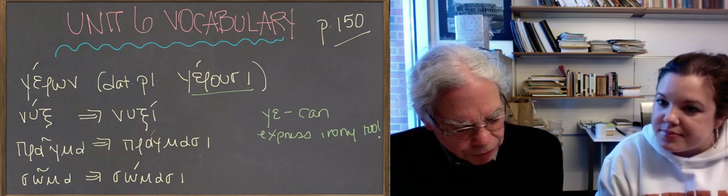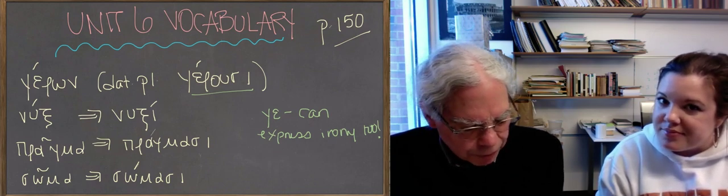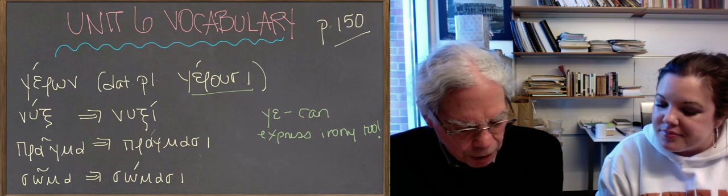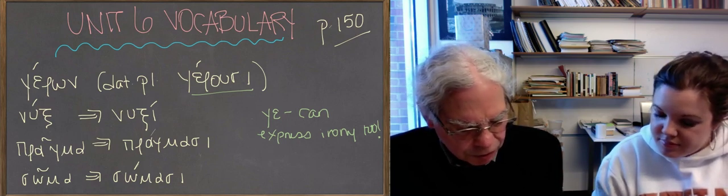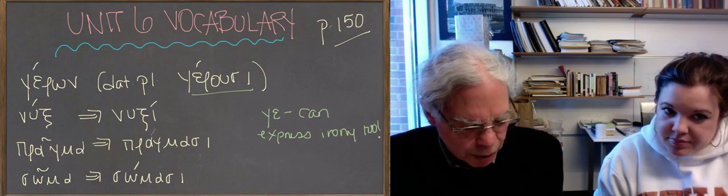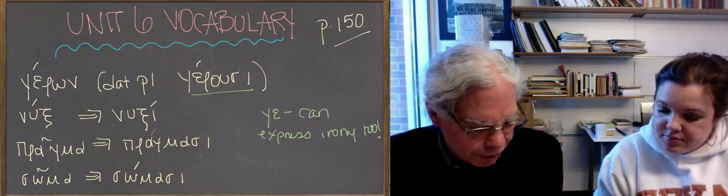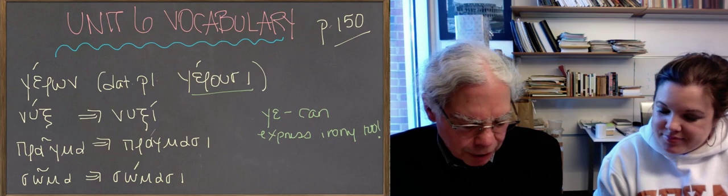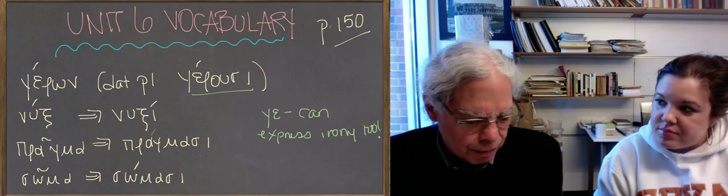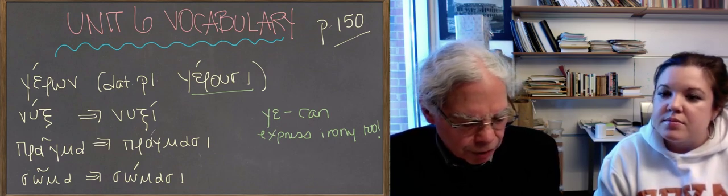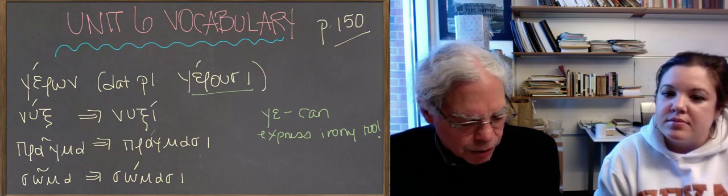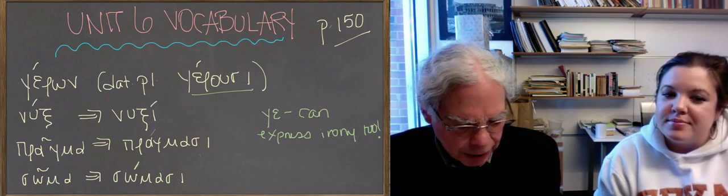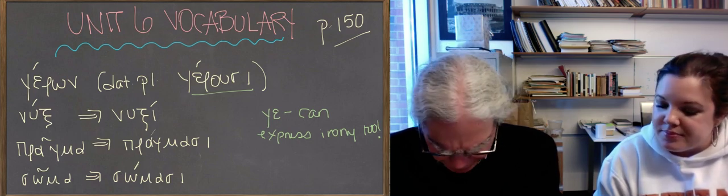In other words, we've got the relative pronoun hos, he, ho. We've got the word for night, nux, nuktos, which has cognates: the Latin word for night has the same root, so that's where we get nocturne and nocturnal. But the English word night comes from the Indo-European word for night, derived from the same source as Greek nux.